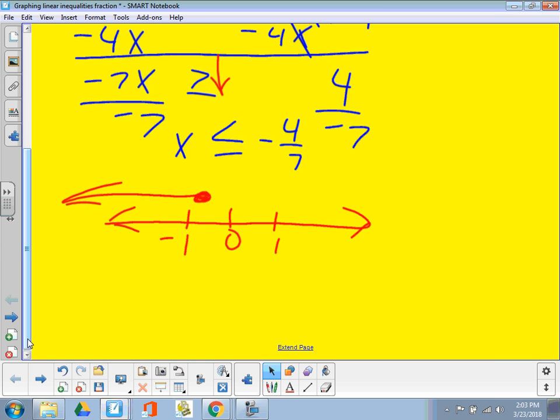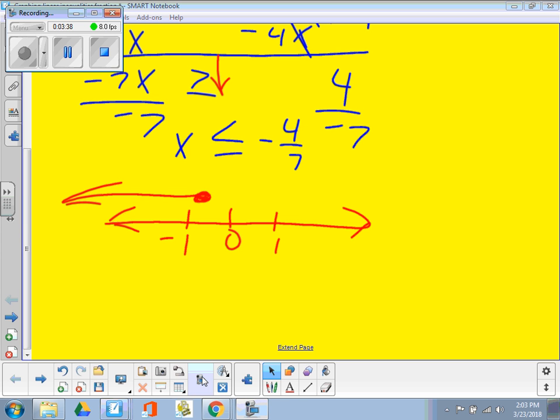x is less than or equal to negative 4/7 with a closed circle and an arrow to the left. As you take a look at this, this is a very unique situation where 2 wrongs could actually end up being a right. Thank you.